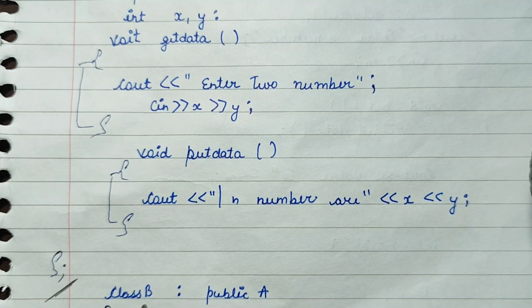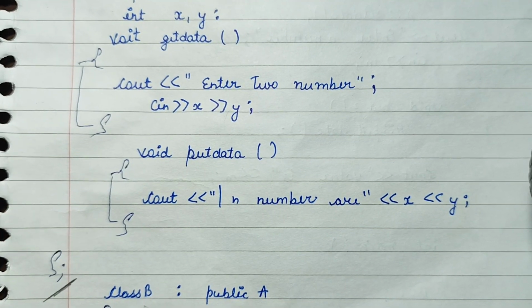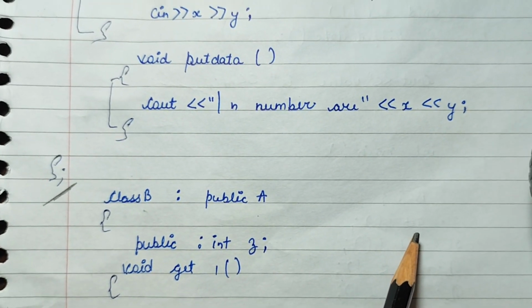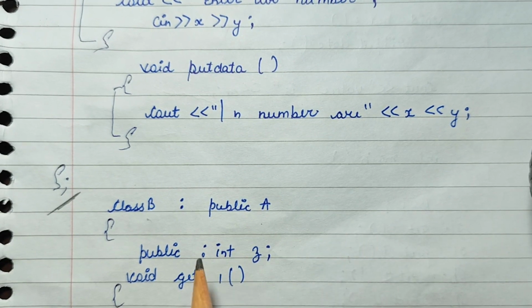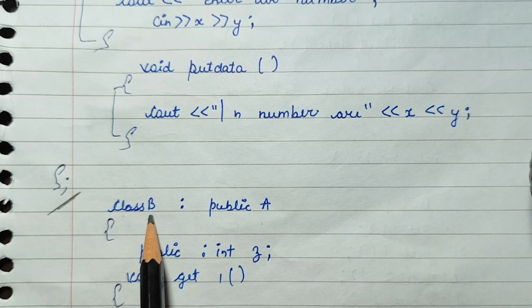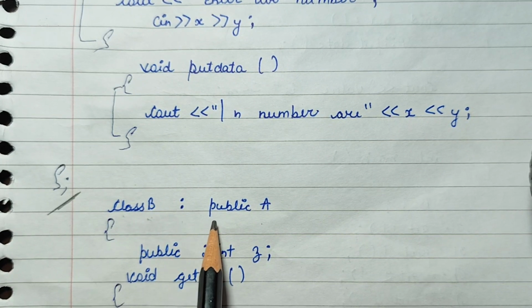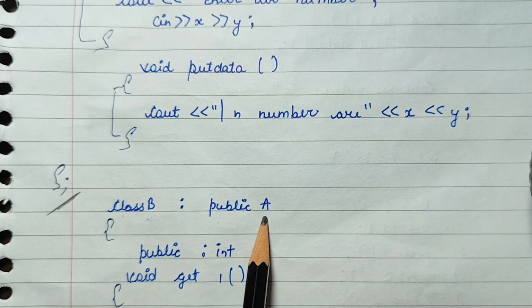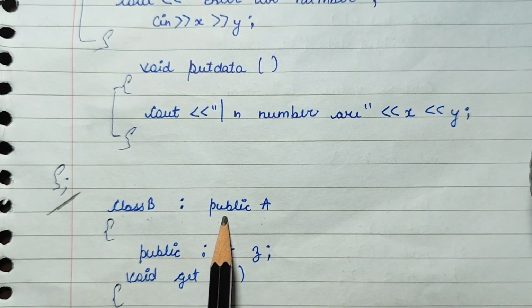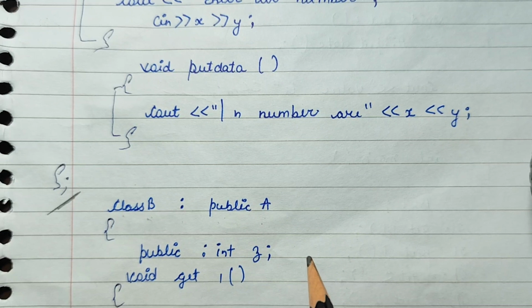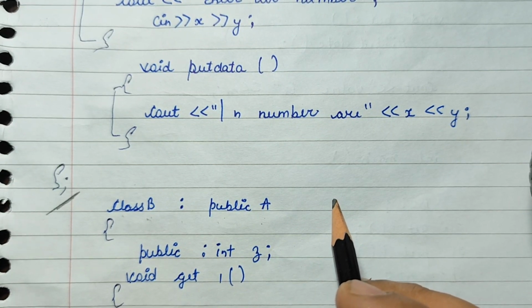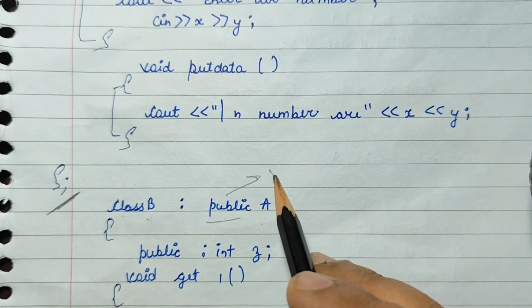Now we derive a new class B from the base class A. I hope all of you know the syntax of inheritance, how we create a new class from the old class. Class is a keyword, B is the name of the derived class, then colon, then the visibility mode is public, then the base class name is A. If the visibility mode is public, then public members of the base class shift to the public section of the derived class, protected members of the base class shift to the protected section of the derived class, and private data members are not inherited.